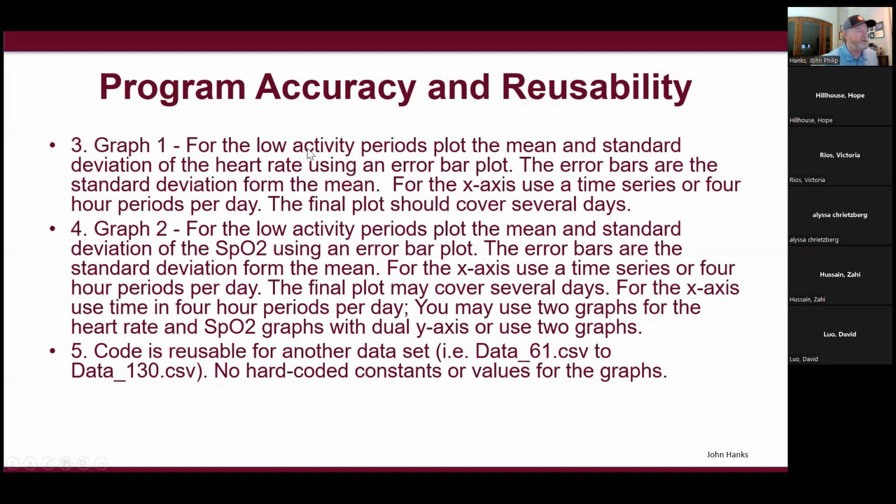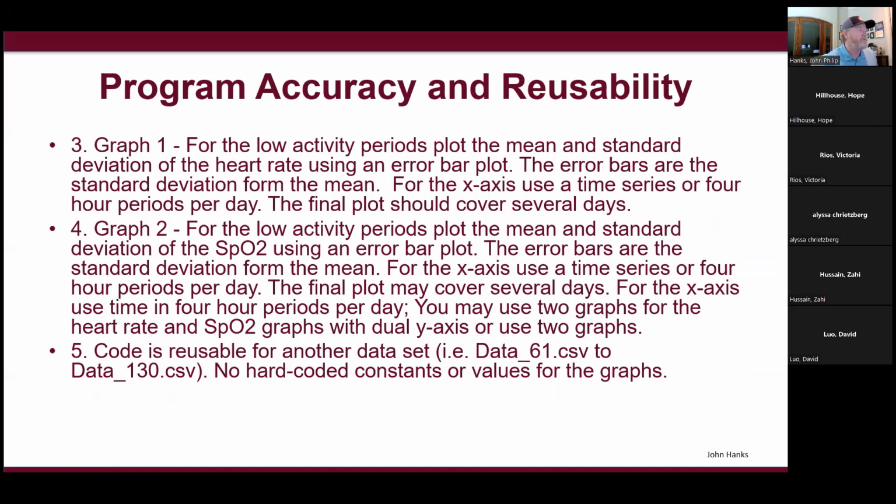Okay, I have to read this pretty close, let it set in. All right, there are other elements of the program: accuracy and reusability. Graph 1. For the low activity periods, plot the mean and standard deviation for the heart rate using an error bar plot. The error bars are for the standard deviation from the mean. For the x-axis, use a time series of 4-hour periods per day. The final plot will cover several days, okay?